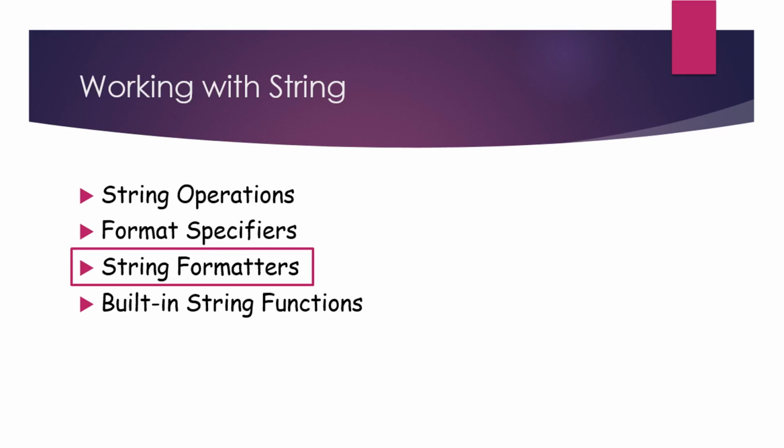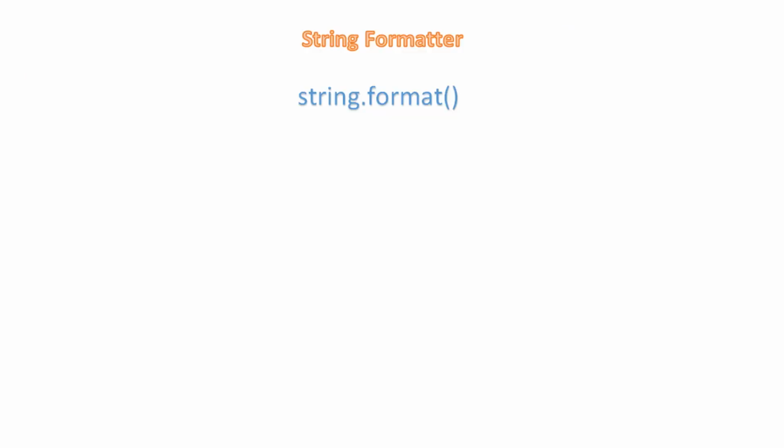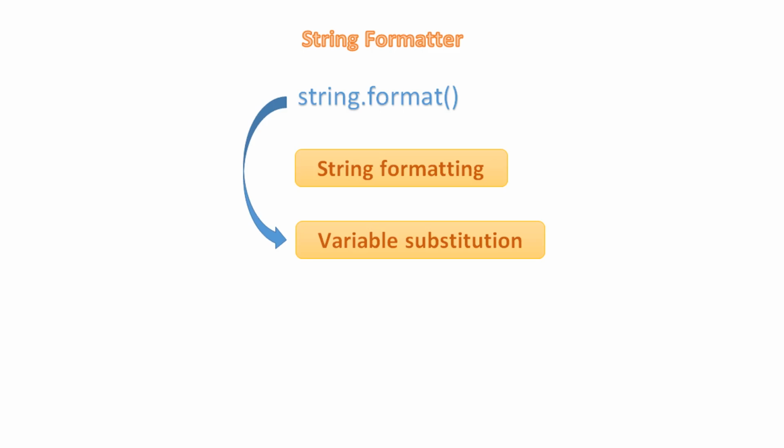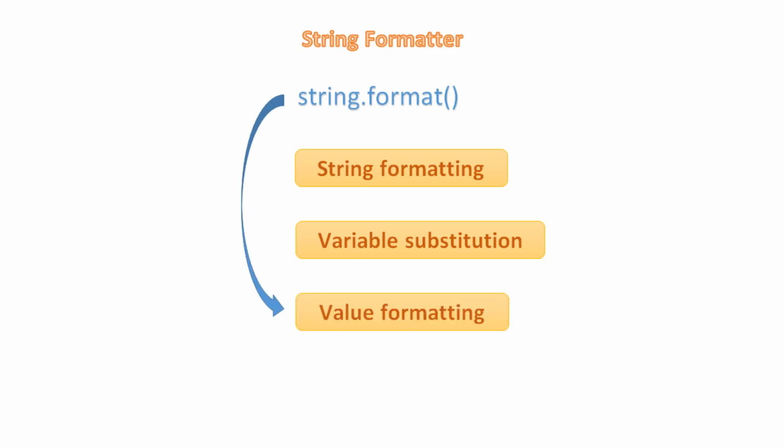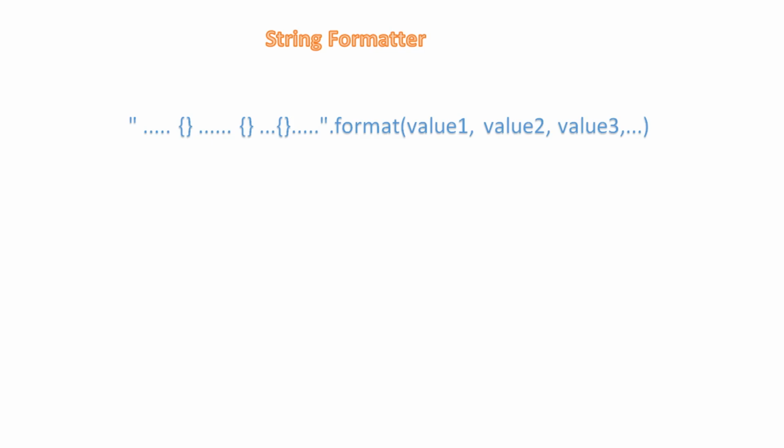Let's begin. String formatter. The format function is used with the string object for handling complex string formatting, complex variable substitutions and value formatting. Formatters work by putting in one or more replacement fields and placeholders defined by a pair of curly braces into a string and calling the format function. The value we wish to put into the placeholders and concatenate with the string is passed as parameters into the format function. The value can be a literal or a variable.